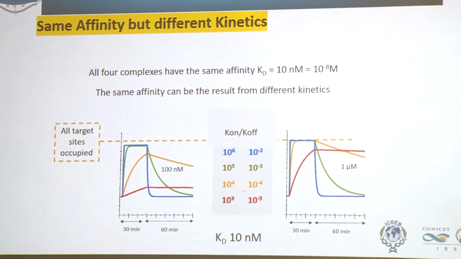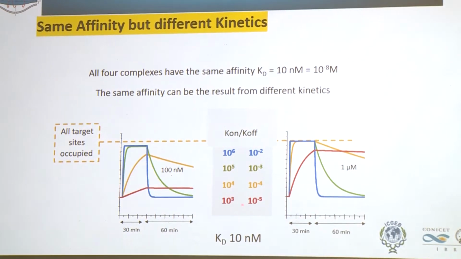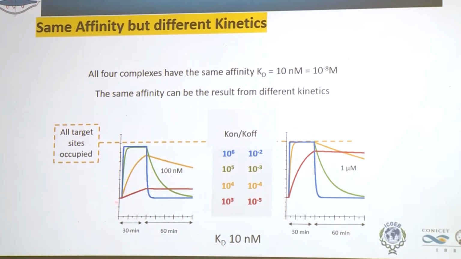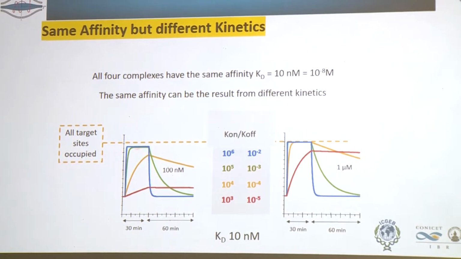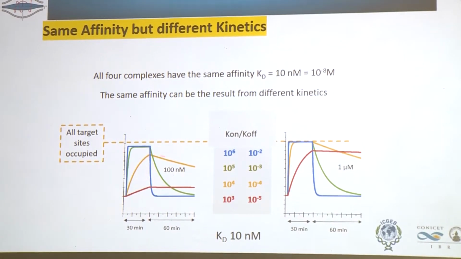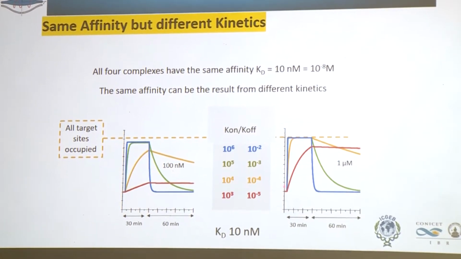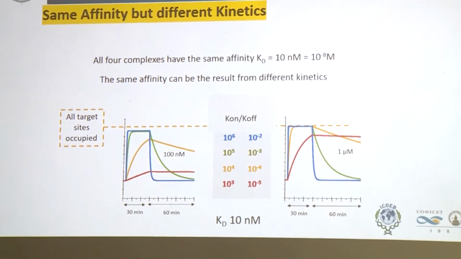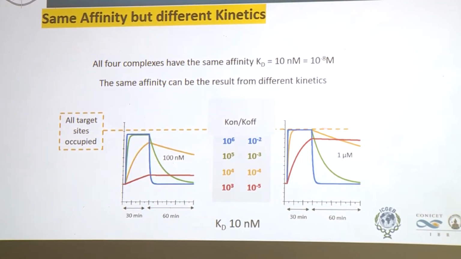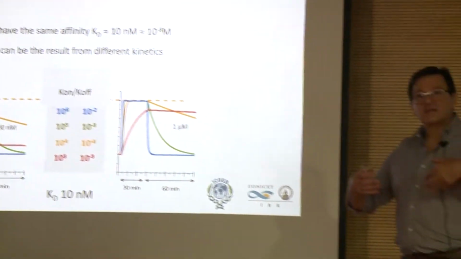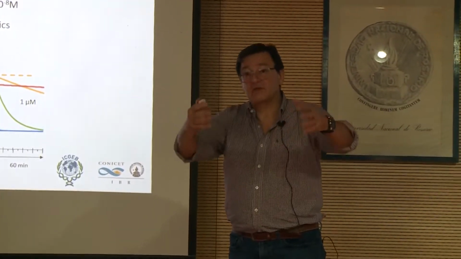For a really slow complex, you can have a slow formation that never reaches all sites occupied in the case of a low concentration, and for a high concentration, you get closer but still don't reach full complex formation. But when you remove the ligands, the complex stays for a time because the disruption of the complex is rather slow.